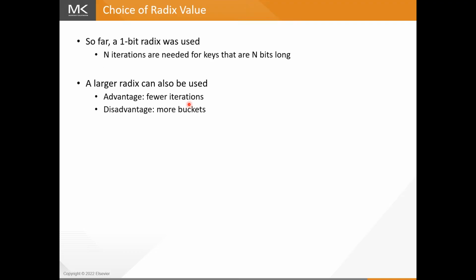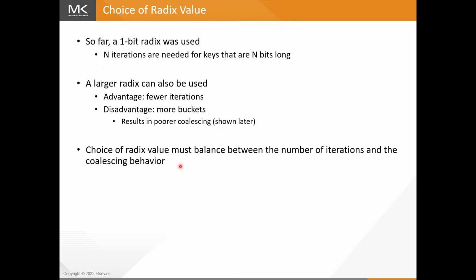The problem with using a larger radix is I'm going to have more buckets, and more buckets means less coalescing. So I'm going to have worse memory coalescing, and also a larger scan, because the scan depends on the number of blocks and also the number of buckets, which is 2 to the power of the radix value. Obviously, I can't have 2 to the power n buckets, a bucket for every possible value in my range. So the choice of radix value must balance the number of iterations against the efficiency of each iteration in terms of coalescing and the size of the scan and the number of buckets.